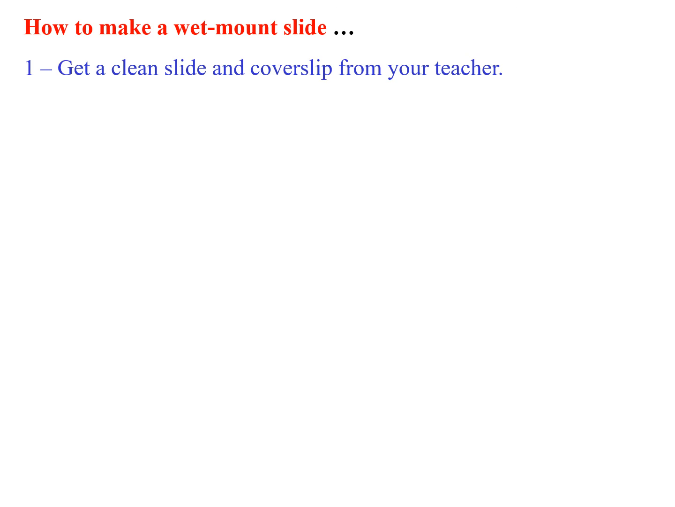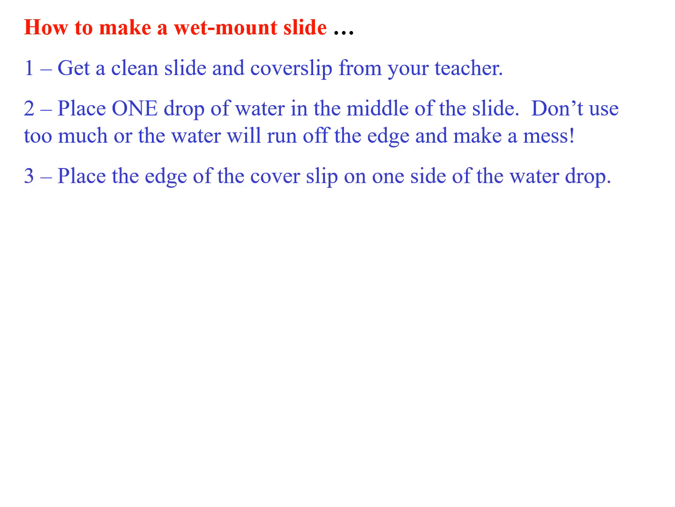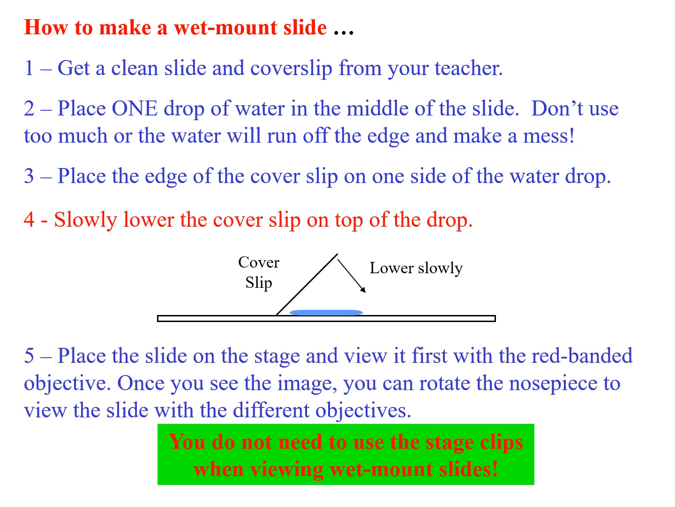How to make a wet mount slide? Get a clean slide and cover slip from your teacher. Place one drop of water in the middle of the slide. Don't use too much or the water will run off the edge and make a mess. Place the edge of the cover slip on one side of the water drop. Slowly lower the cover slip on the top of the drop.